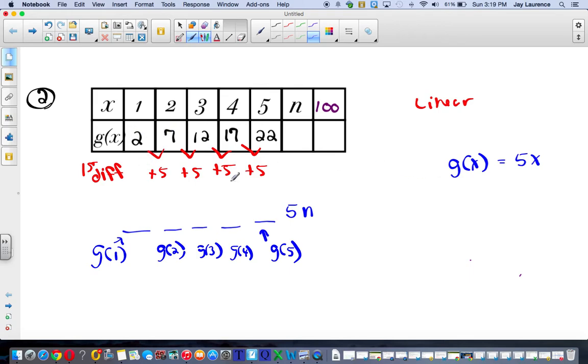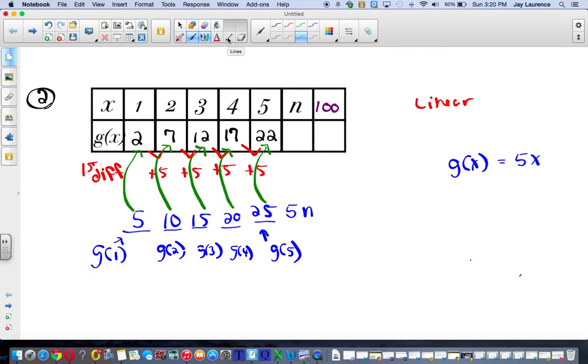Well, 5 times 1 is 5. 5 times 2 is 10. 15, 5, 10, 15, 20, 25. Stop. There we go. All right. Now, do they match? No, I don't think they do. Because 5 is not the same as 2. And 10 is not the same as 7. And 15 is not the same as 12. And 20 is not the same as 17. And 25 is not the same as 22.